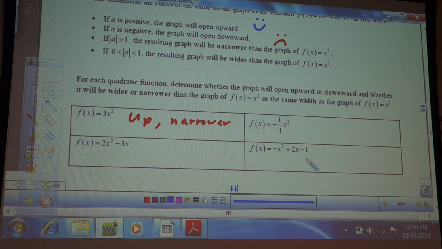Next one. Callie, downwards. Ryan, is it going to be narrower, wider, or the same? Wider, because the coefficient A is less than 1.